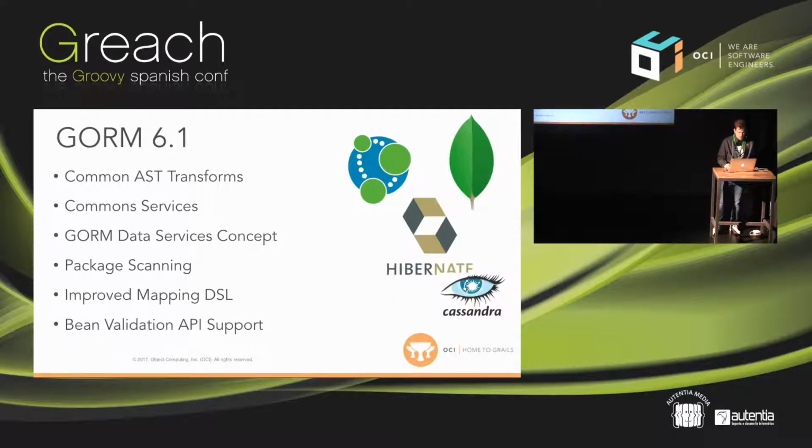Okay, so let's talk about GORM 6.1, which is the exciting part. We've added common AST transformations around the @Transactional and @Rollback annotations. All of those have moved out of Grails into GORM, and they've been improved upon, so that they're completely usable independently of GORM itself. We've created some common services. To explain this, there are some methods in GORM that are not specific to a domain class, but they're static methods.